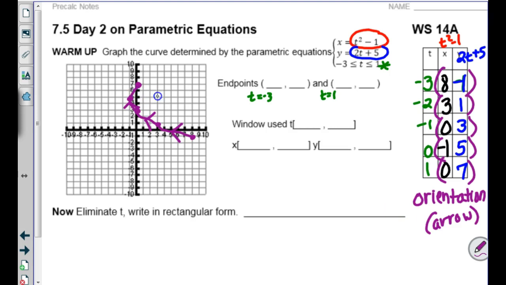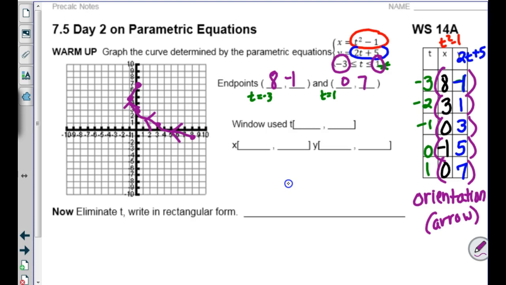They don't go out at the ends, though. Okay, what were the endpoints? Well, it said one should happen when we start here at -3, and we got 8, -1. And the other one should happen when t was 1, which was 0, 7. And those will show up on the graph when we use the calculator.